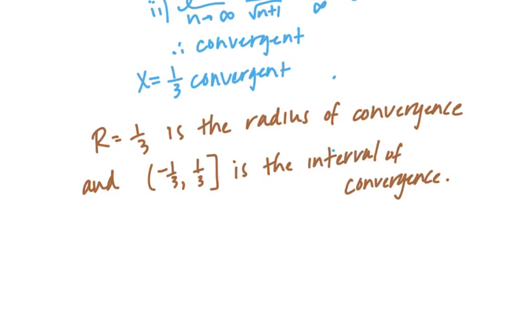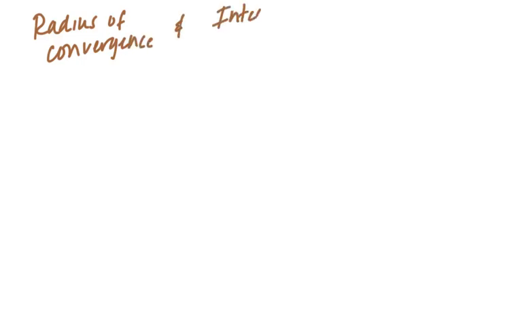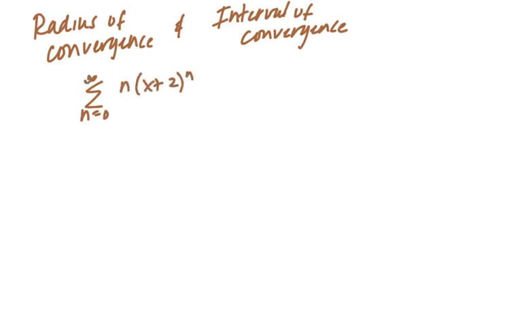So let's look at another one. It says find the radius of convergence and the interval of convergence. And the problem says the series from n equals 0 to infinity, n times x plus 2 to the n over 3 to the n plus 1. So let's look at our ratio test again. The ratio test is very handy.